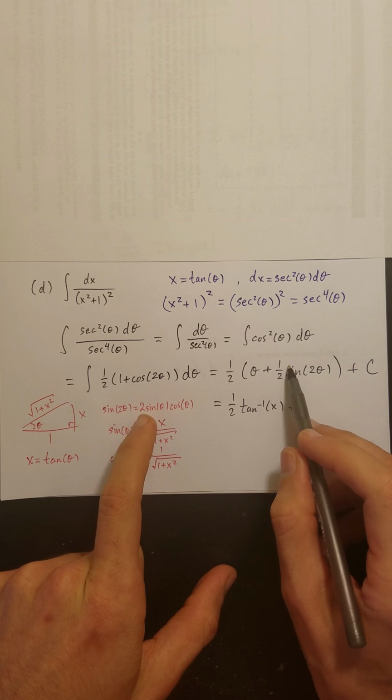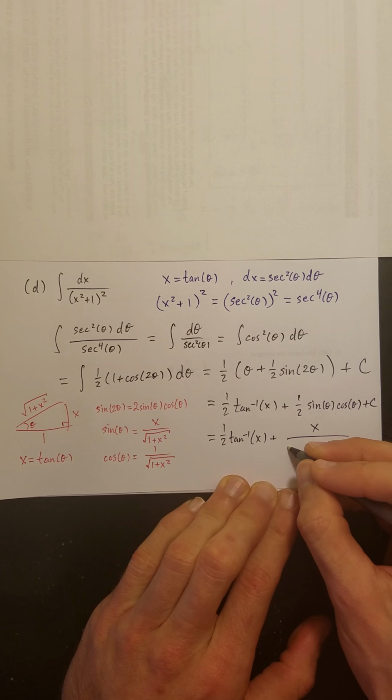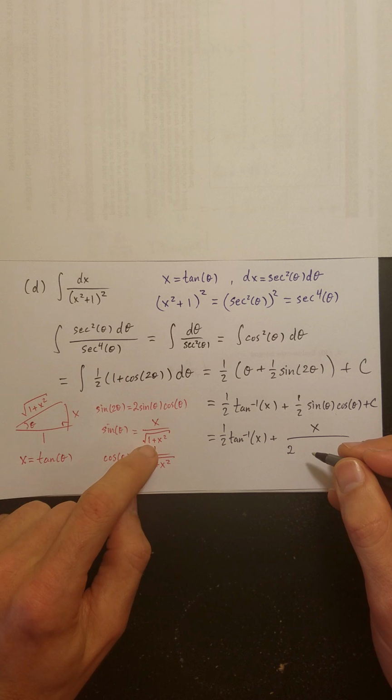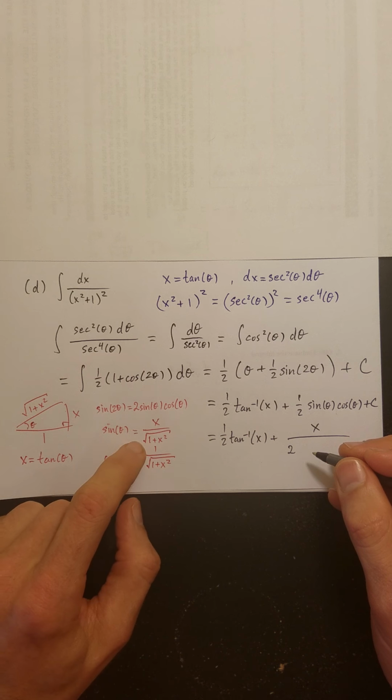Then we'll replace our sine theta and our cosine theta with our expressions here. So this is going to be 1/2 arctangent of x, plus sine theta is x over that stuff, cosine theta is 1 over that stuff. So it's going to turn into x over 2. And then if you think about it, I have something that's positive, certainly 1 plus x squared. I have the square root of it, and I'm squaring it. So this is going to turn into 1 plus x squared in the denominator, plus c. And so that's it.